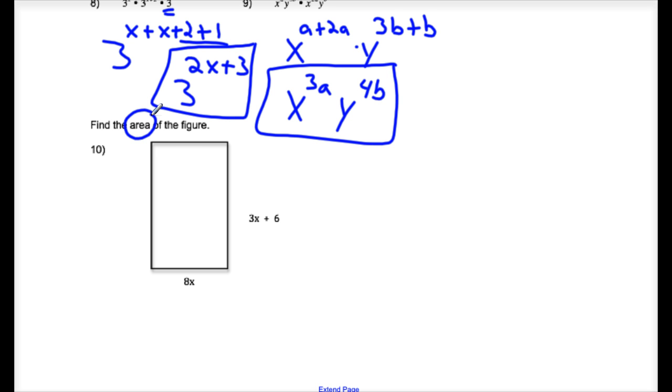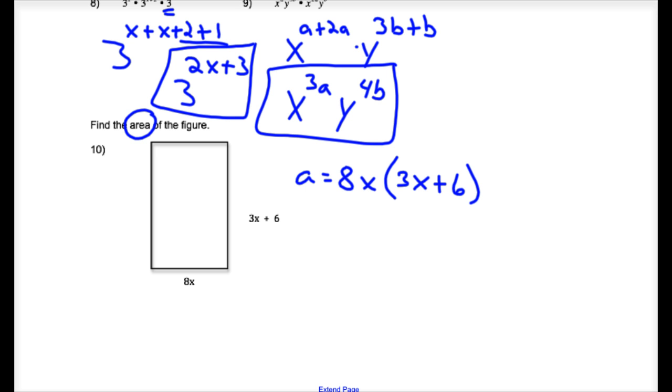We did a lot of perimeter problems last section. Perimeter was adding up all the sides. Area is multiplying length times width. Does everybody agree? So area is going to equal, I always put my monomial first, because you guys will see why, 8x times 3x plus 6. And I put parentheses around that binomial. Whenever you have a binomial and you're multiplying, throw parentheses around it.